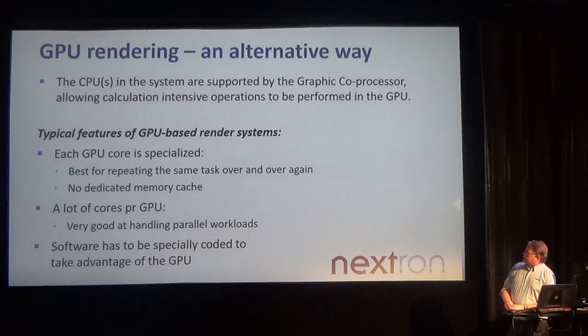Each core in a GPU does not have any cache, so it's not as versatile, and it's not as powerful for a single task. But the difference is that in a GPU, you have a lot of cores. I'll do a comparison in a second about the number of cores in GPUs versus CPUs. From a coding point of view, using a GPU requires adapting the software, either writing it from the ground up or using standard libraries to activate the GPU for computing tasks.